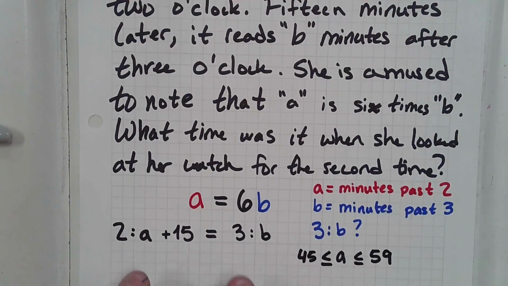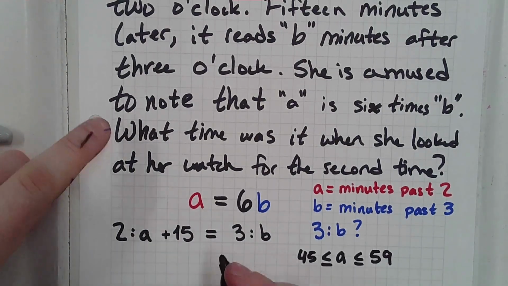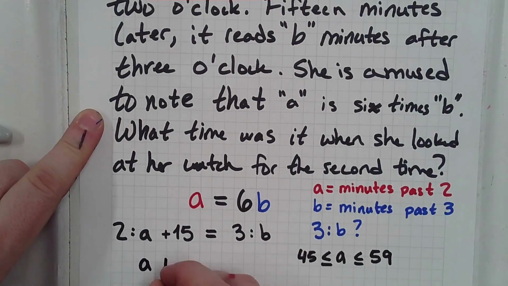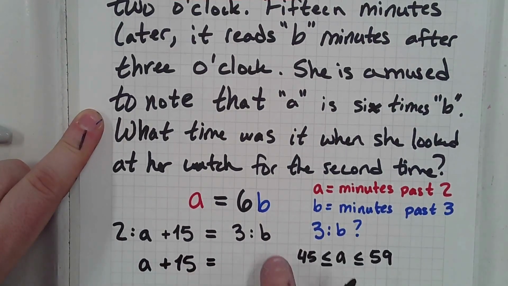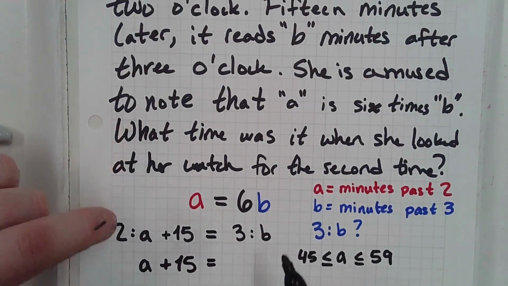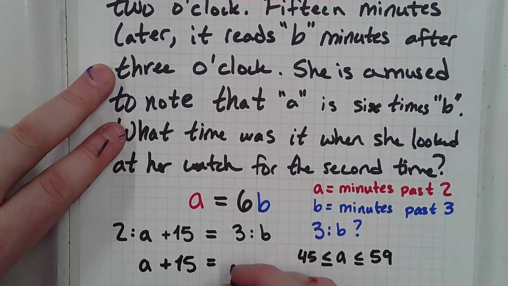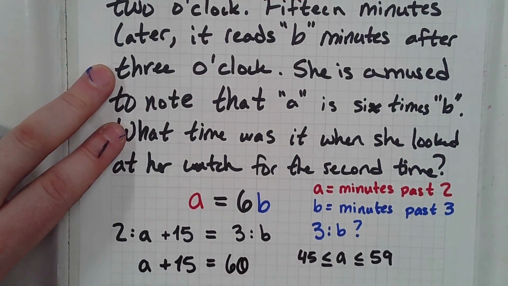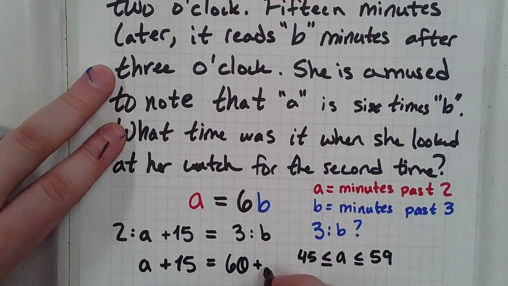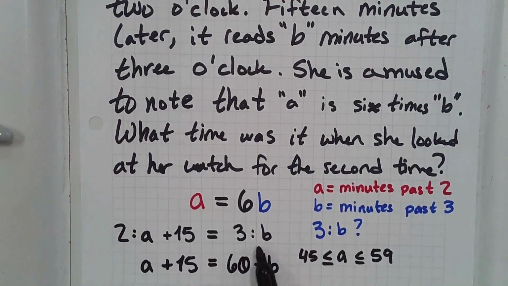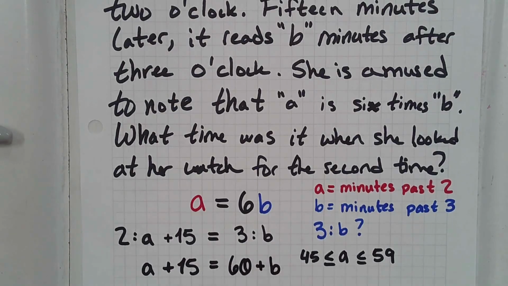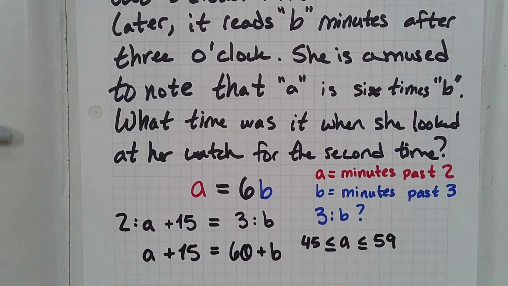So I think I need a new way to represent what's going on here, right? This is a little weird with the clock colon there. I think what we want is the number of minutes after 2 is A, and if we add 15 to it, we're going to get a certain amount of minutes after 3. Well, if you think about it, between 2 and 3, 60 minutes have gone by. So 60 minutes later plus B is going to be what time this is, right? 60 minutes after 2. So here's our equation.